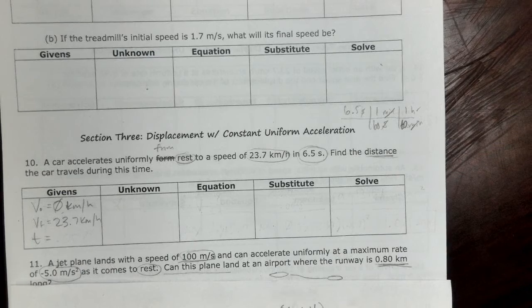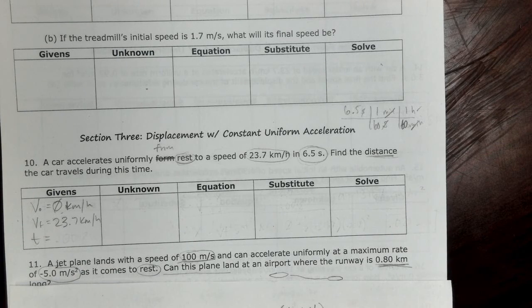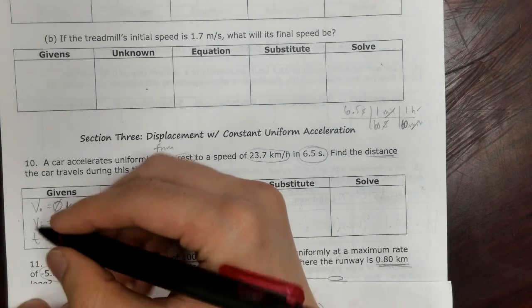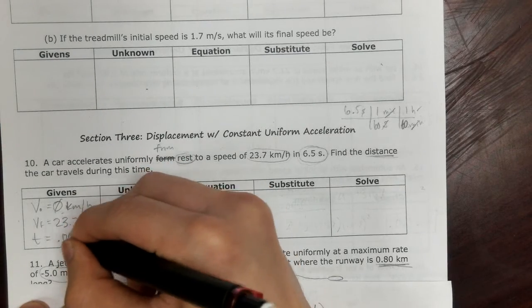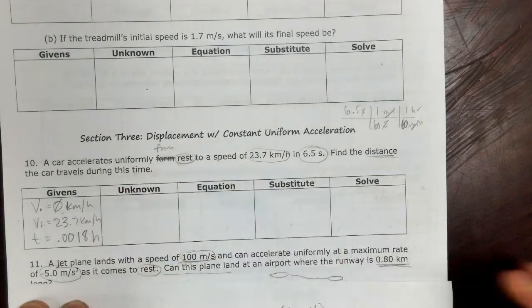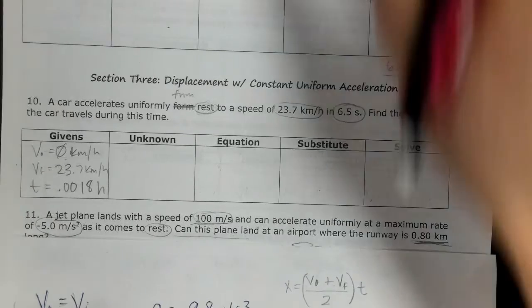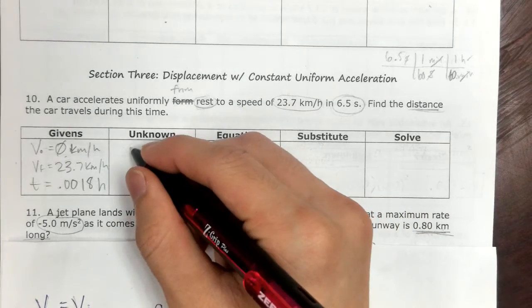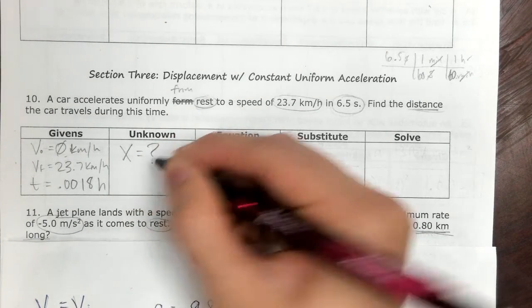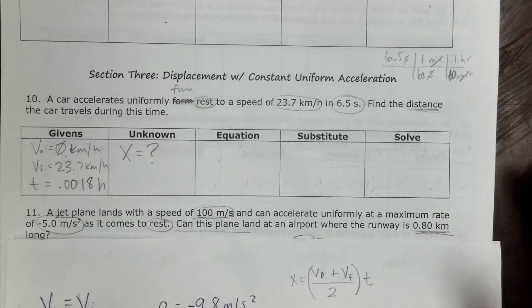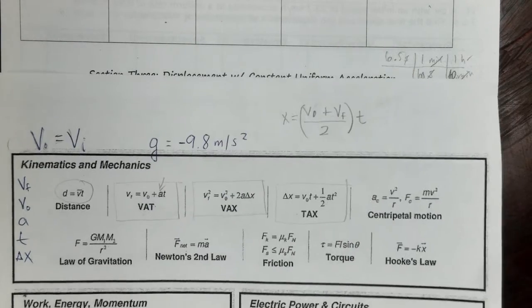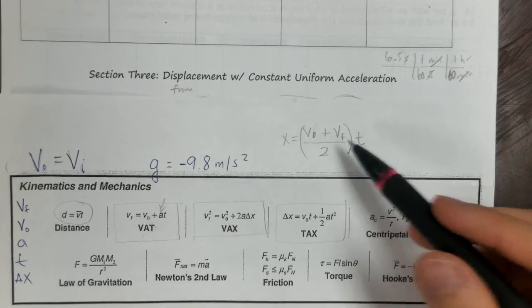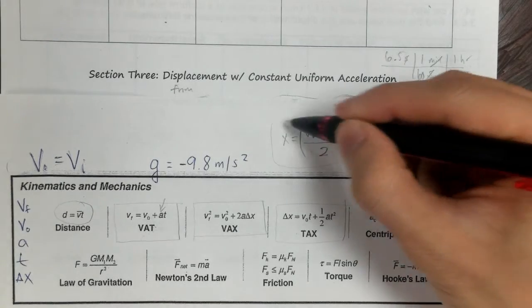So I'm going to just do it in a calculator real quick. 0.0018. Alright. Hours. Okay? What are we looking for? Distance, right? X equals question mark. So which equation are we going to use? Oh, the new one, right? Obviously the new one, right? Who would have ever guessed?